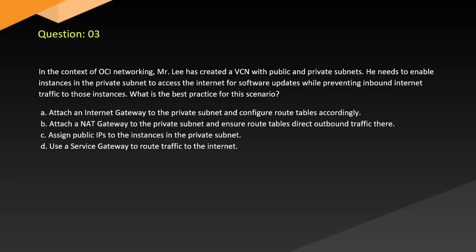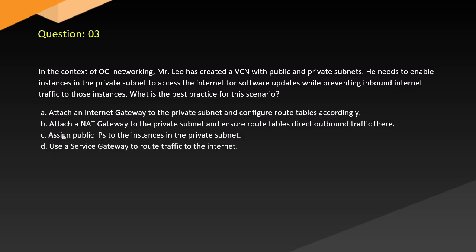Question 3. In the context of OCI networking, Ista Lee has created a VCN with public and private subnets. It needs to enable instances in the private subnet to access the internet for software updates while preventing inbound internet traffic to those instances. What is the best practice for this scenario?